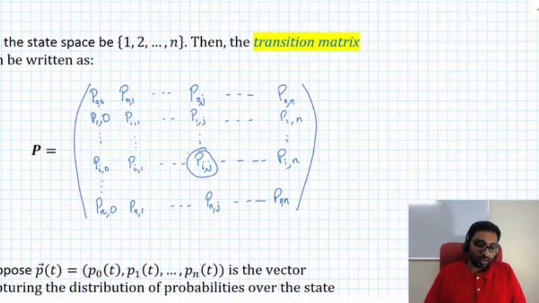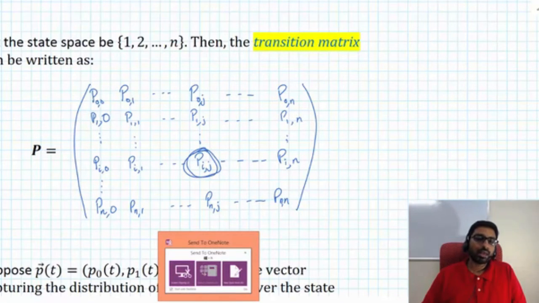Let's now consider the Markov chain with a finite state space. In particular, let's say that it has n states and they are numbered from 1 to n. Then its transition probabilities can be captured by a transition matrix, which is an n by n matrix. If you look at the entry i comma j, it's a probability, and it denotes the probability that you would reach state j in one step, given that your previous step was state i.